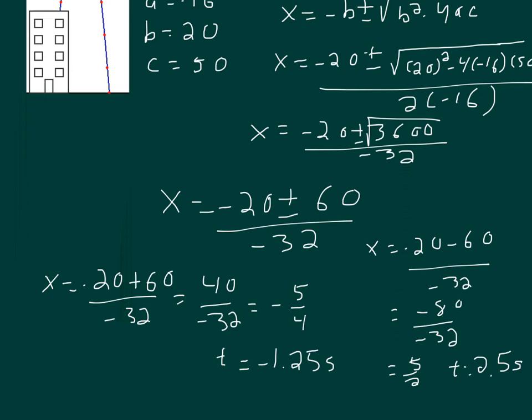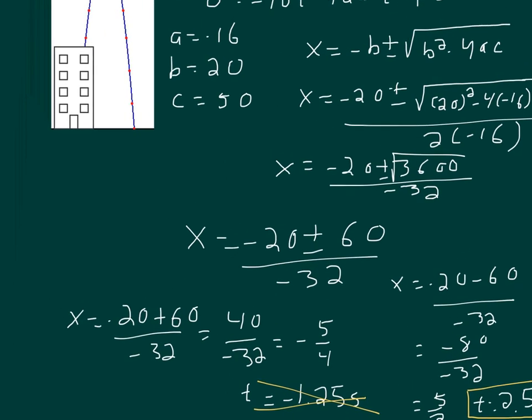Now, we've got two answers, but we only want one of them. Because we're talking about time, we can't have negative time. So negative 1.25 seconds really doesn't make any sense. The answer that we want is 2.5 seconds.